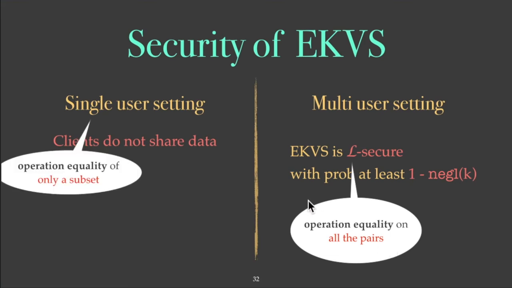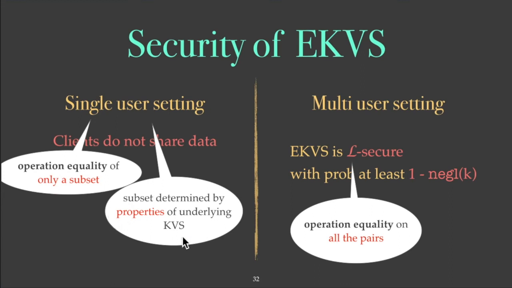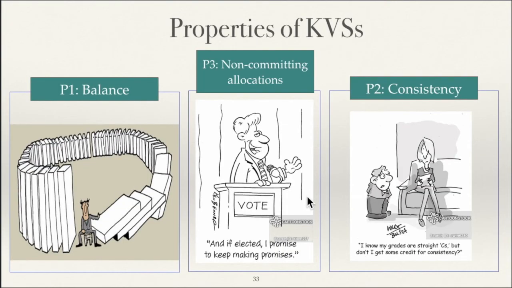However, in the single user setting, this can be improved, and we can show that the adversary will only learn about the operation equality of a subset of labels. And this subset is essentially determined by the properties of the underlying key value store. So in particular, we isolated three properties of key value stores which had security implications. We called the first property the balance, the second non-committing allocations, whereas the third the consistency guarantee.